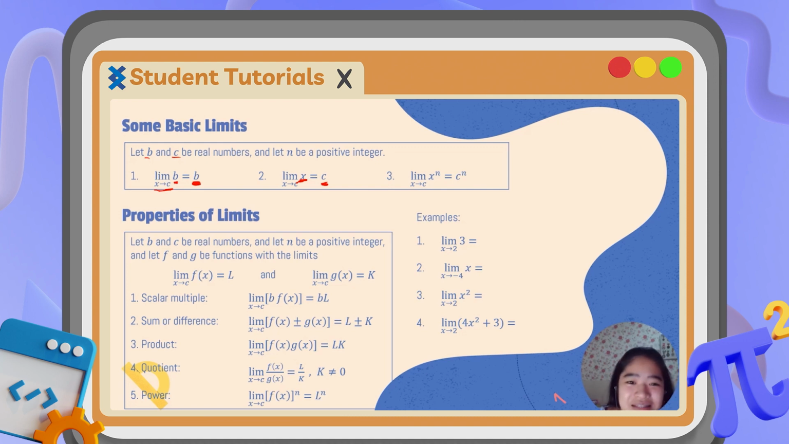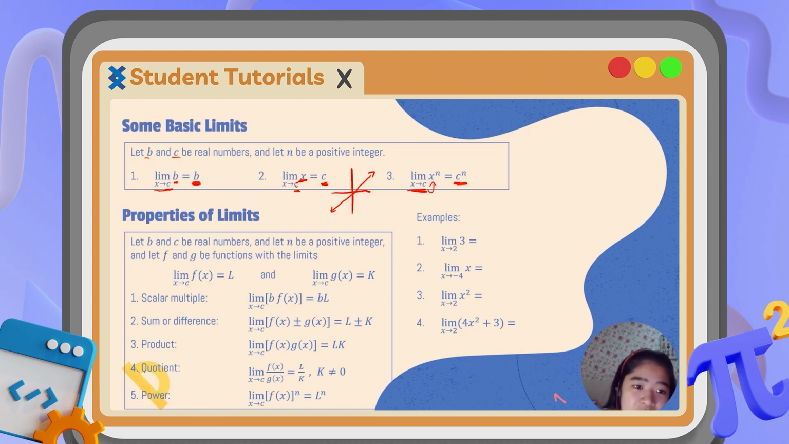It would be the most basic linear function. So at every point here, the graph would be going to the real number c. And then as well here, if you're given the limit of x raised to n as x approaches c, the answer would just be plugging c in as the value of x, which would give you c raised to n.